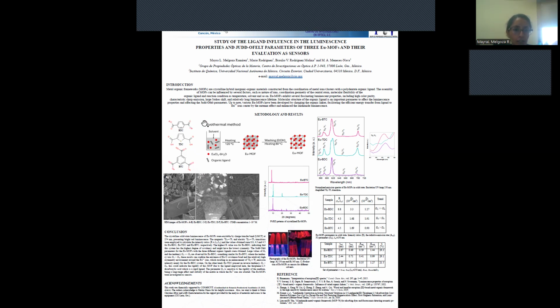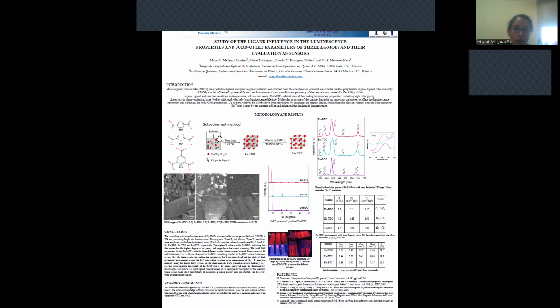Another difference we can say about the ligands is that BTC and BTC have a benzene ring, while TTC has an aromatic ring of 5 with a sulfur atom in the ring. First, the europium MOFs were fabricated by the isothermal method using DMF and water as solvents.